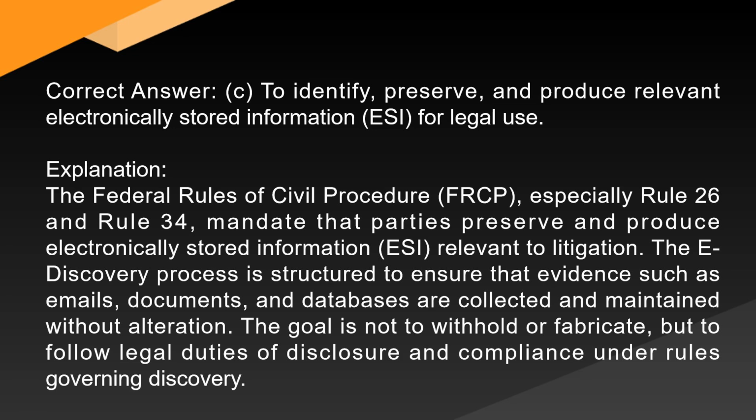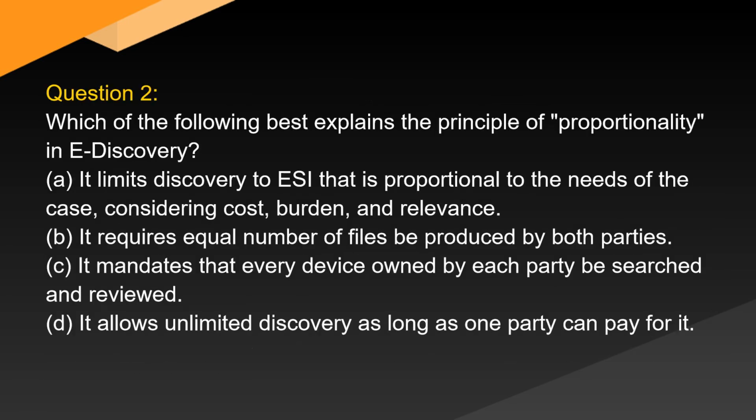Question 2. Which of the following best explains the principle of proportionality in e-discovery? A. It limits discovery to ESI that is proportional to the needs of the case, considering cost, burden, and relevance. B. It requires equal number of files be produced by both parties. C. It mandates that every device owned by each party be searched and reviewed. D. It allows unlimited discovery as long as one party can pay for it.